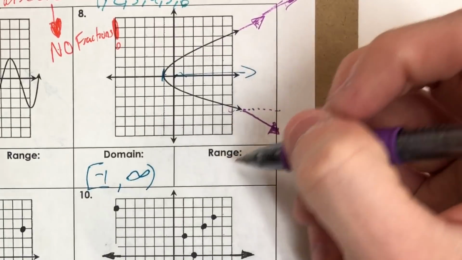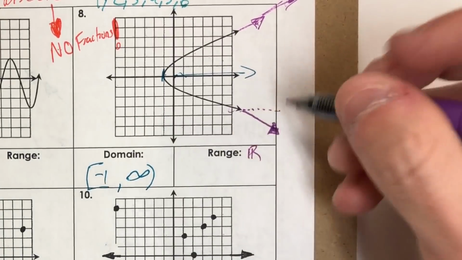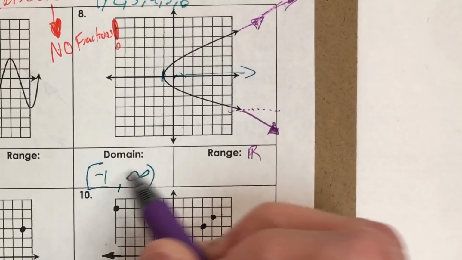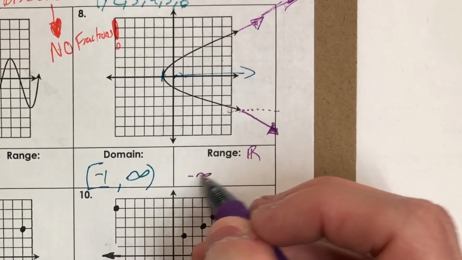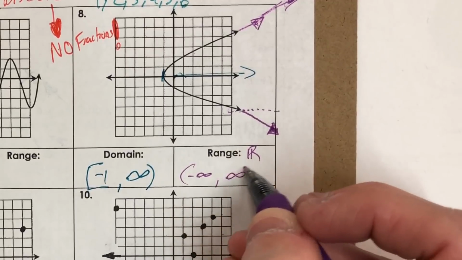All right, so our range is, we know we could write it as all real, but we're doing this interval notation today. And we would write negative infinity to positive infinity.